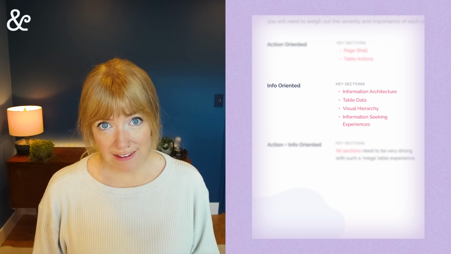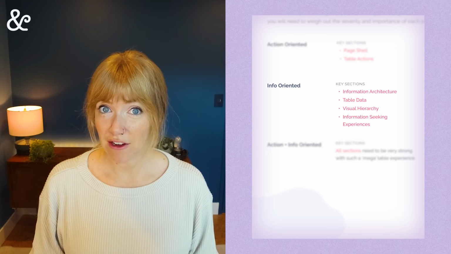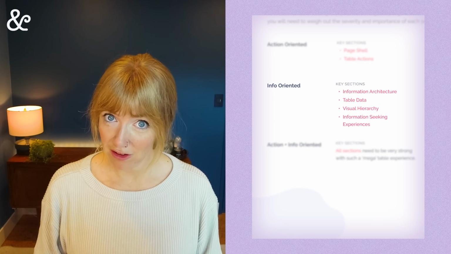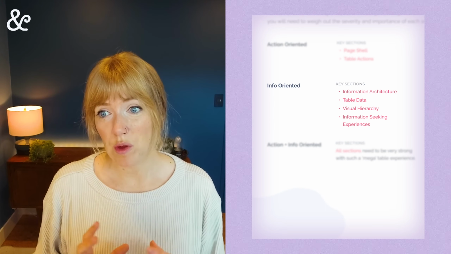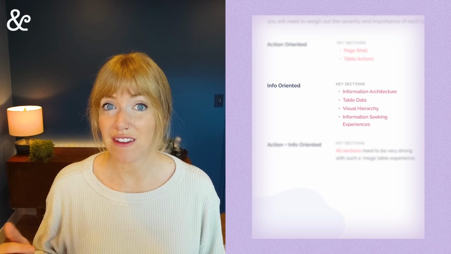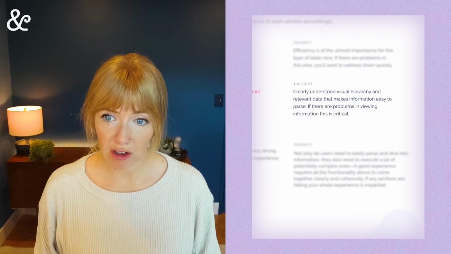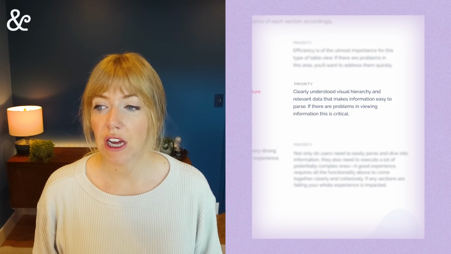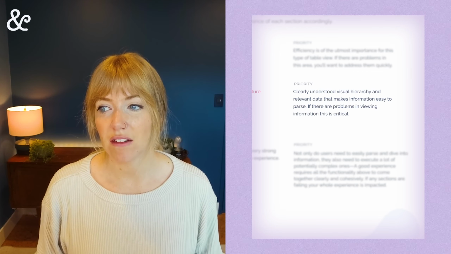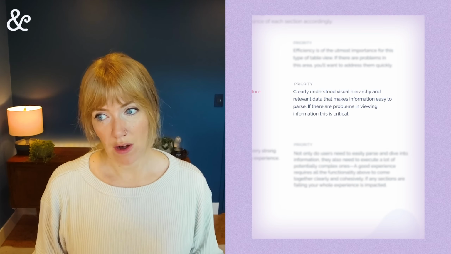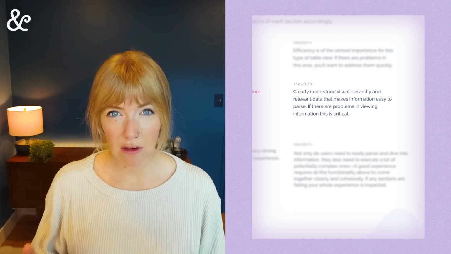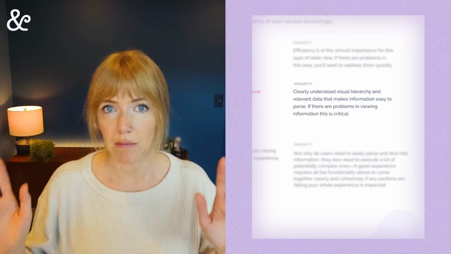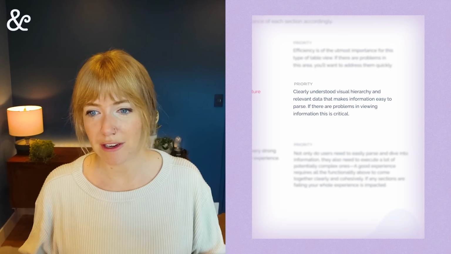For information-oriented tables, we have a few key sections in here. Information architecture, table data, visual hierarchy, information seeking experiences. In these sections, we want to score high and have most of these as a yes. So the priority for information-oriented experiences is that there's clearly understood visual hierarchy and relevant data that makes information easy to parse. If there are problems in viewing the information, this is critical. It's a super important moment, so fix it pretty quick if you can.